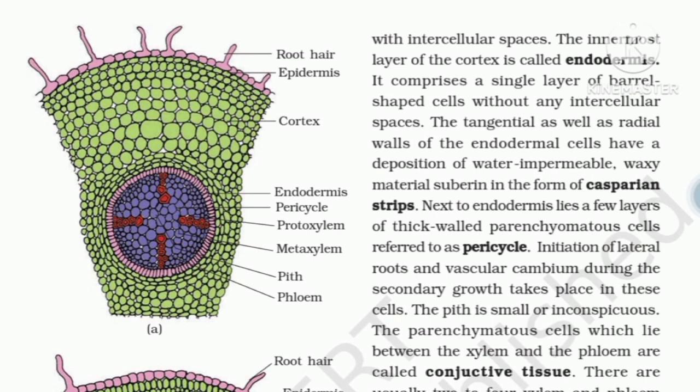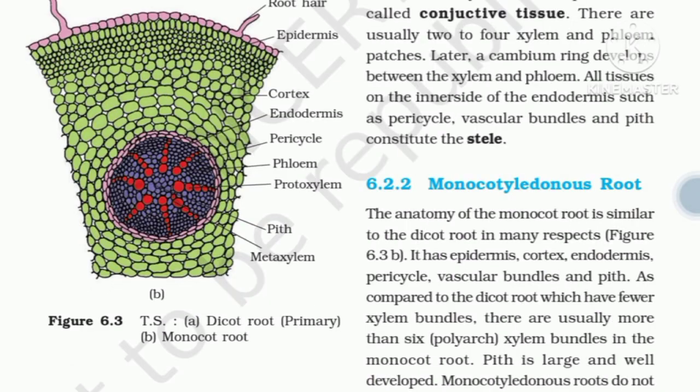Initiation of lateral roots and vascular cambium during the secondary growth takes place in these cells. The pith is small or inconspicuous. The parenchyma cells which lie between the xylem and the phloem are called conjunctive tissue. There are usually 2 to 4 xylem and phloem patches. Later, a cambium ring develops between the xylem and the phloem. All tissues on the inner side of the endodermis, such as pericycle, vascular bundles, and pith, constitute the stele.